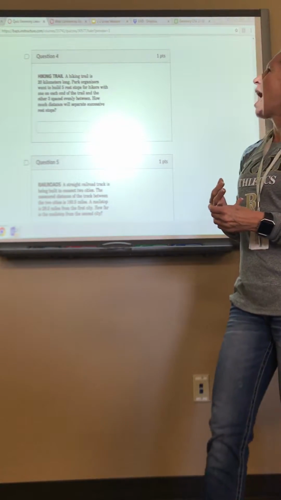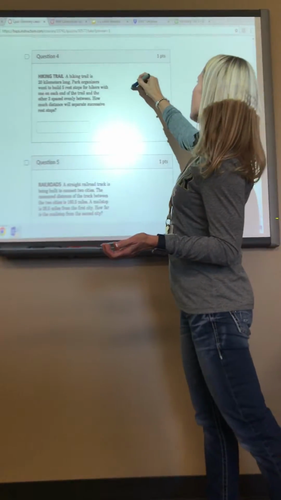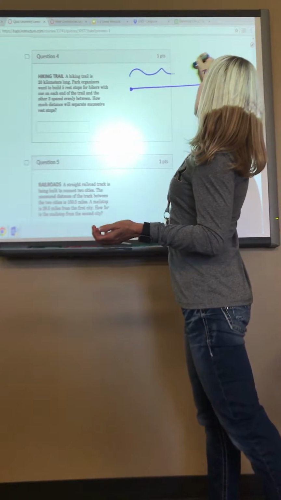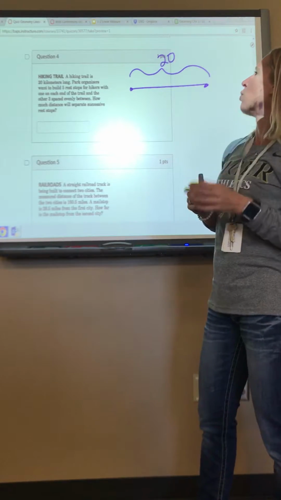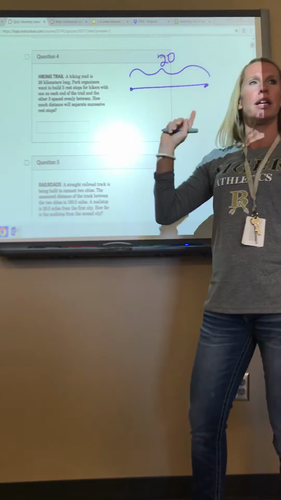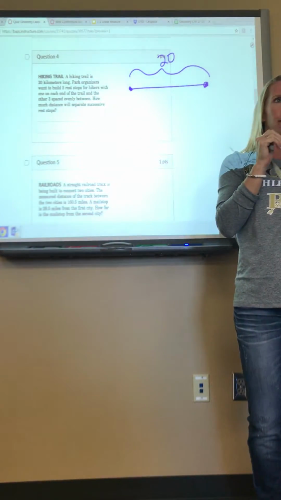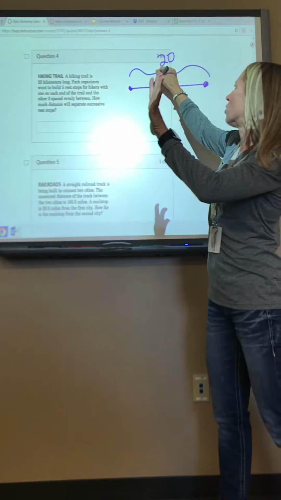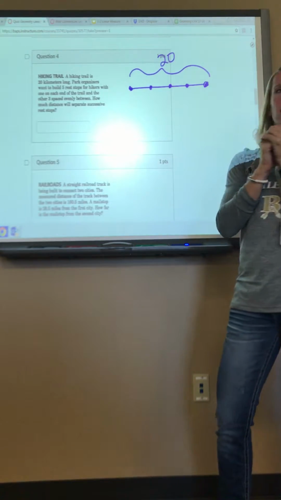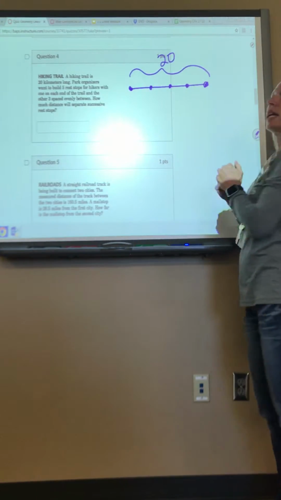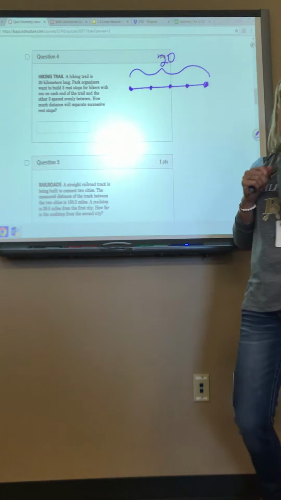Yeah. A hiking trail is 20 kilometers long. So if I've got this hiking trail that's 20 kilometers long, it says park organizers want to build 5 rest stops, 1 on each end, so I already have 2 rest stops. Here's a rest stop, here's a rest stop. How many more rest stops do I need to make a total of 5? 3 more. So 1, 2, 3. So now I have a total of 5 rest stops. Well, if the whole length is 20, what would each section have to be to make 20? 4.